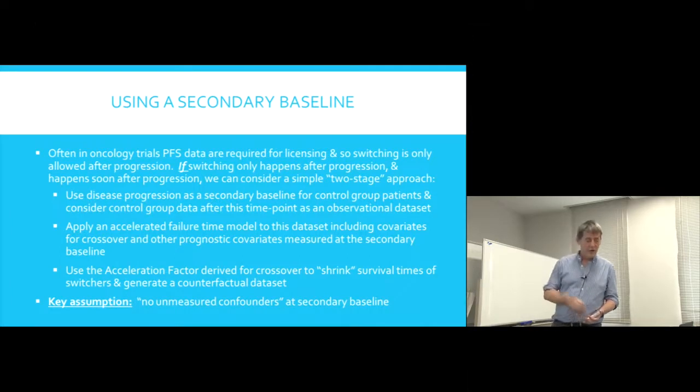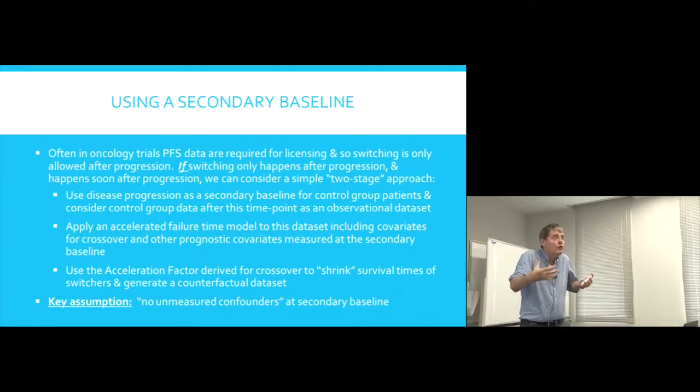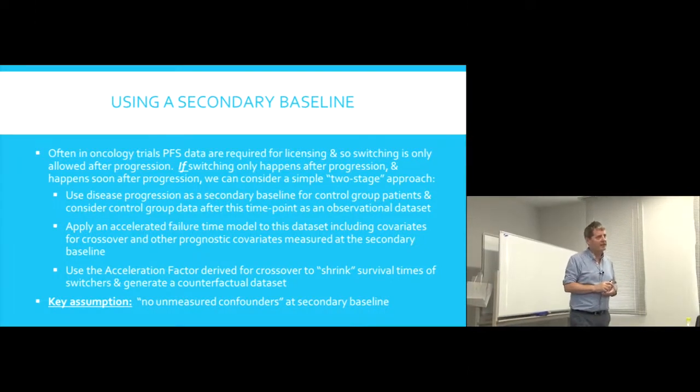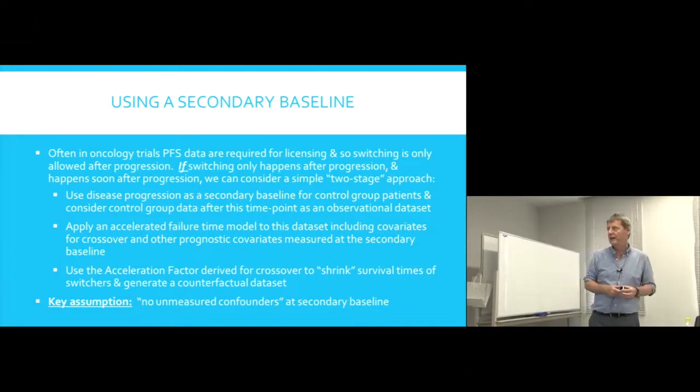So if switching only happens after progression, we can consider a two-stage process. And we can use the point of disease progression as a secondary baseline, or a new baseline.